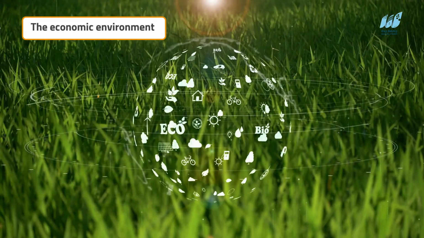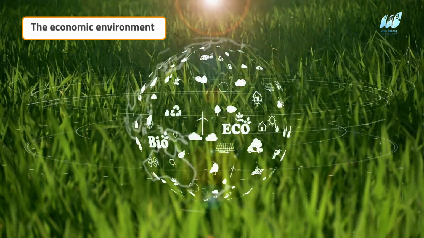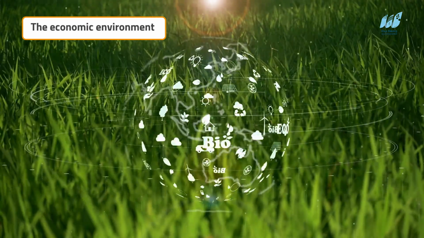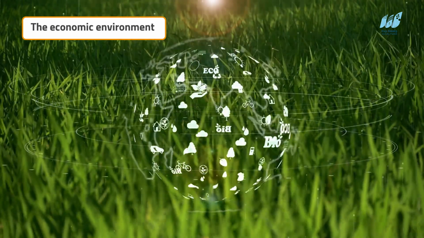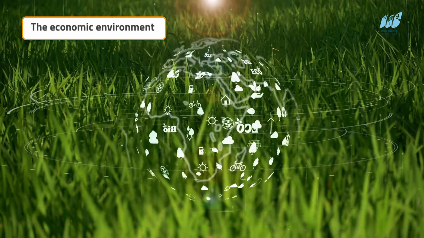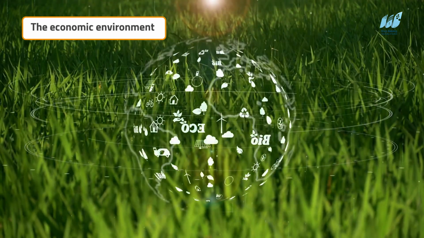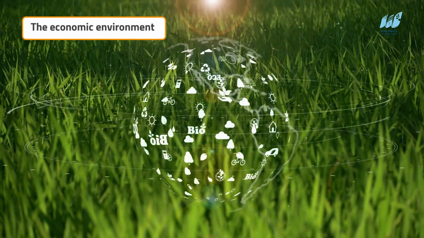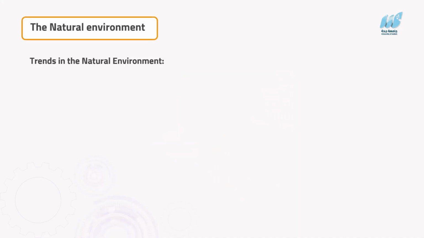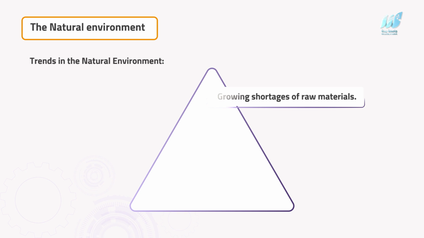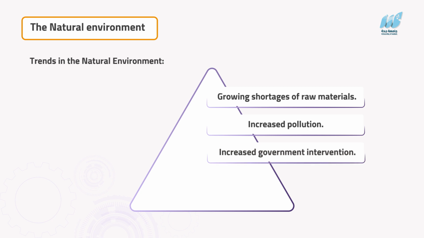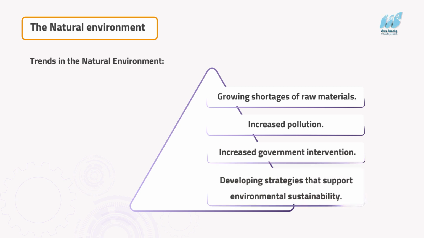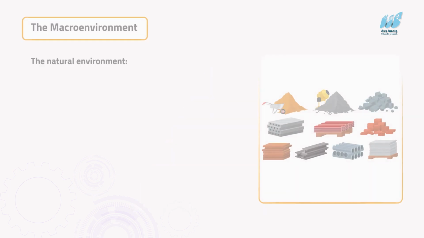The aim of this section is to identify the main trends in the firm's natural environment. The natural environment is the physical environment and the natural resources that are needed as inputs by marketers or that are affected by marketing activities. Trends in the natural environment: growing shortages of raw materials, increasing pollution, increasing government intervention, and developing strategies that support environmental sustainability.